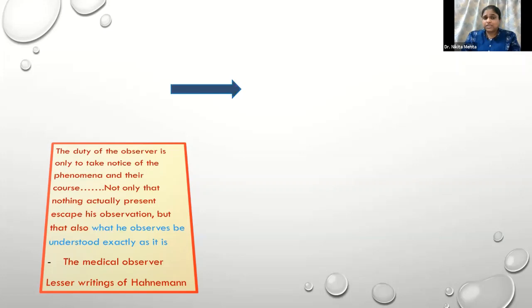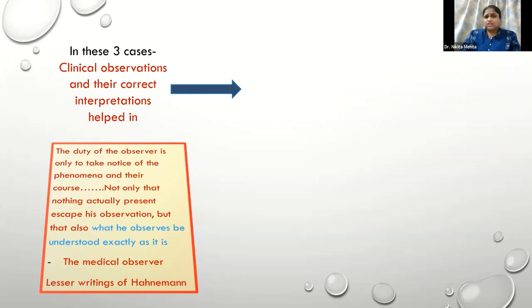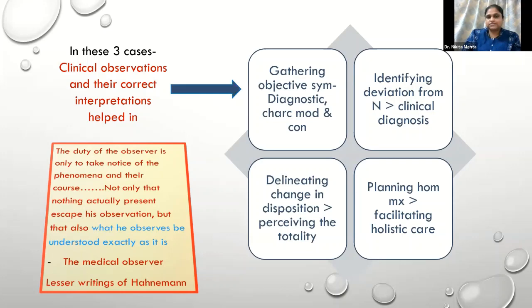What does that mean? Now, in these three cases, we saw that not only clinical observation is important, but their correct interpretation is equally important, because it helped us in gathering objective symptoms, both diagnostic and characteristic modality and concomitance. It helped us in identifying deviation from normal and led us to clinical diagnosis, in delineating change in disposition and perceiving the totality, and of course, in planning homeopathic management, thus helping us facilitate holistic care.